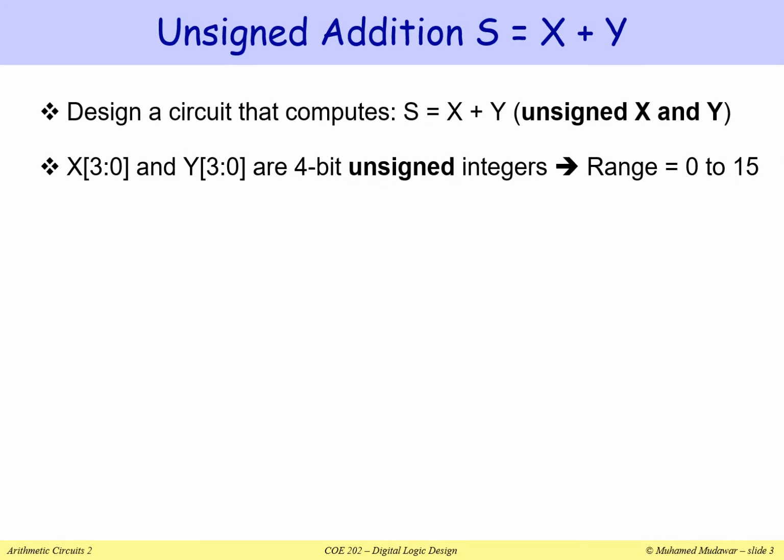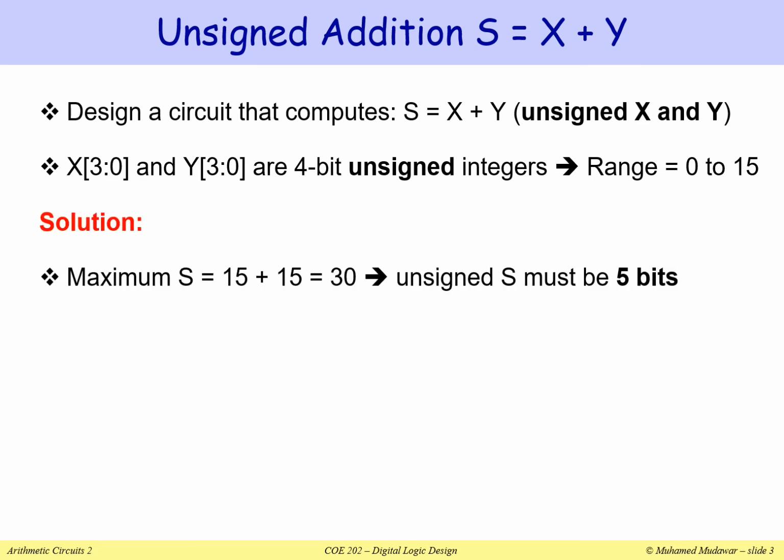Now, if I would like to design a circuit that computes s is equal to x plus y, and x and y are unsigned integers, then the value of x and y can be from 0 to 15. This is the range of values of x and y. Now, when you add x plus y, the maximum can be equal to 30. So the maximum will be equal to 15 plus 15. This is the maximum of x, and this is the maximum of y. So the maximum sum will be equal to 30. And therefore, you need 5 bits to compute the sum.